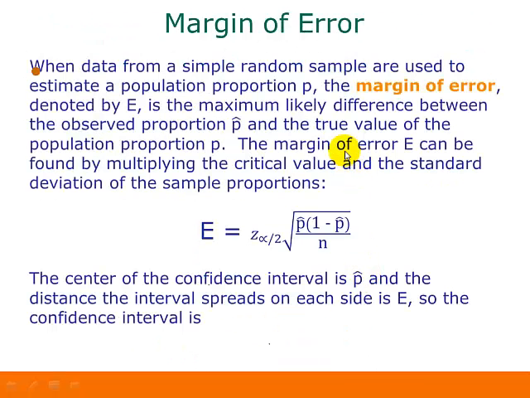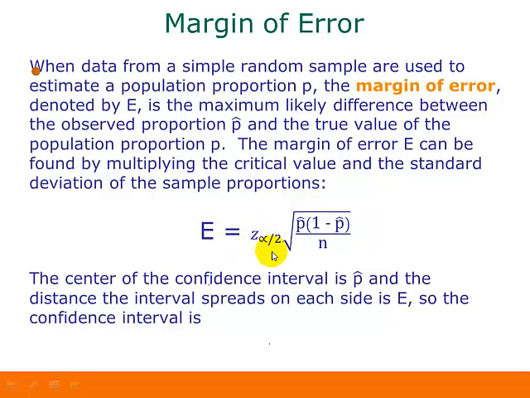Now we're going to use all these things to find our margin of error for the confidence interval. So when data from a simple random sample are used to estimate a population proportion P, the margin of error, which we denote by a capital E, is the maximum likely difference between the observed proportion p hat and the true value of the population proportion P. The margin of error E can be found by multiplying the critical value and the standard deviation of the sample proportions. So here's the formula.